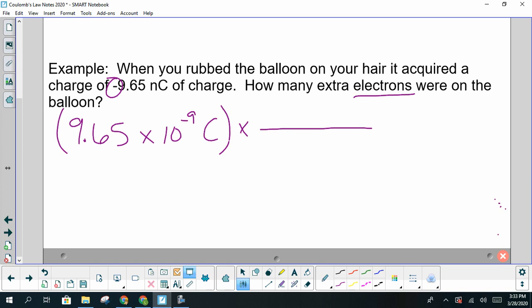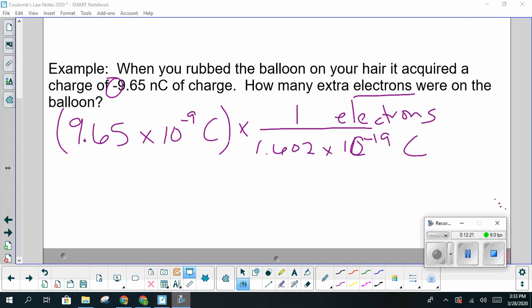I'm going to use that stoichiometry language like times in a line, and the easiest way that I can tell you to do this is to set it up like a stoichiometry problem. So I need my coulomb to cancel out, so I'm going to put that down on the bottom. I want the number of electrons, so I put that on the top, right? And I know that one electron has a charge of 1.602 times 10 to the negative 19th coulombs. So then we just do our math. Essentially what we're doing is taking our 9.65 times 10 to the negative 9th coulombs and dividing that by our fundamental charge. So take a moment, calculate that out, and come right back in just a moment.